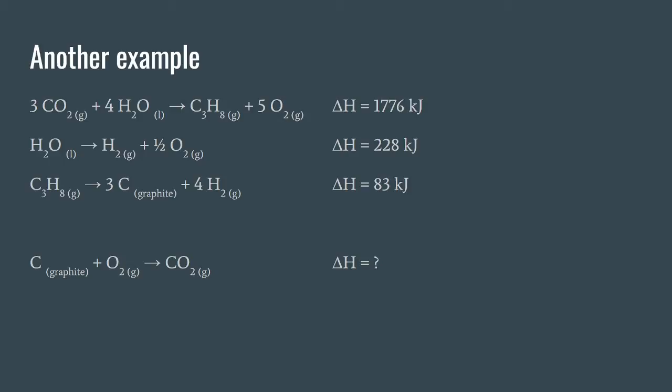So let's go ahead and start with this third reaction down here. Why? Because it's the only one that has graphite. We need 1 graphite on the left. We have 3 graphites on the right, which means we're going to flip this reaction and divide by 3. Flipping it means we will flip the sign, so it'll go from positive 83 to negative 83. And then we divide by 3 to get this down to 1, meaning we're also going to divide this by 3.